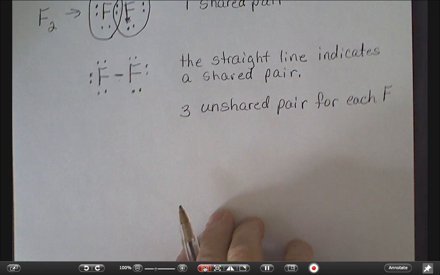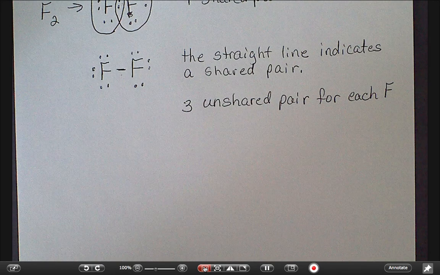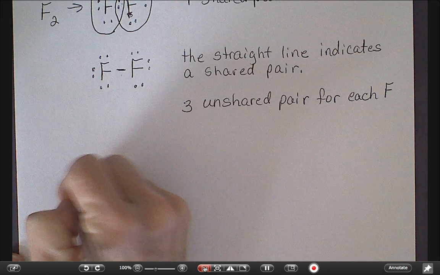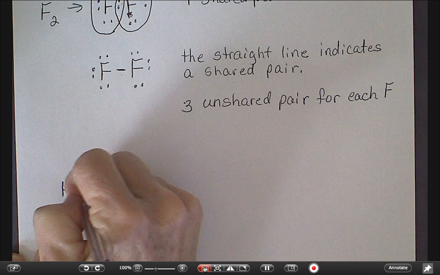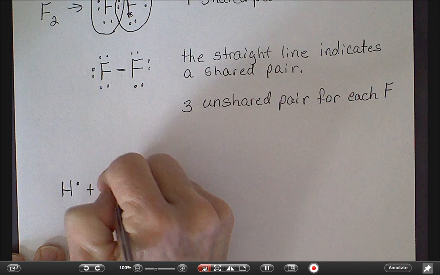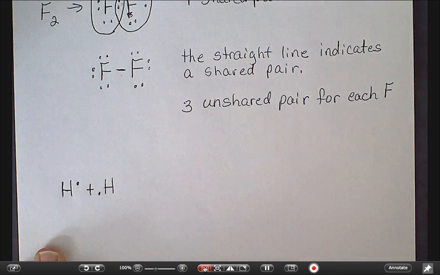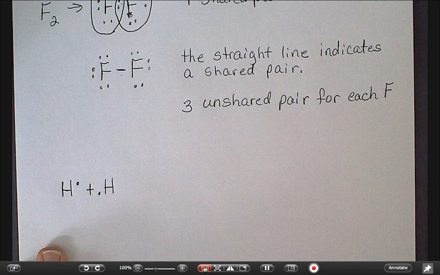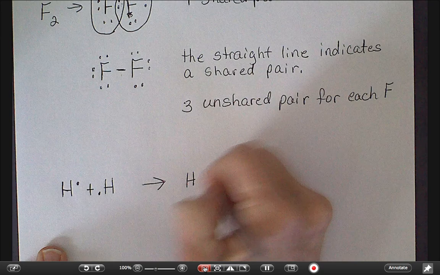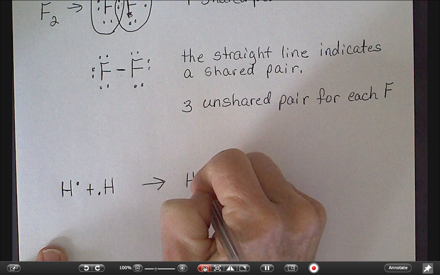Alright, now we're going to look at hydrogen. How many valence electrons does hydrogen bring to the party? 1. Okay. So we've got hydrogen with 1 valence electron, basically, plus hydrogen with 1 valence electron. Now can you see where they're going to hook up in the middle? Okay. So that goes to hydrogen, and it's 1. This hydrogen, and it's 1. Okay?